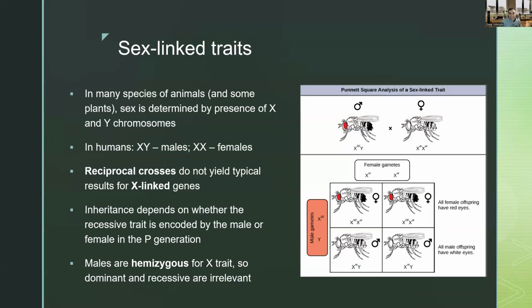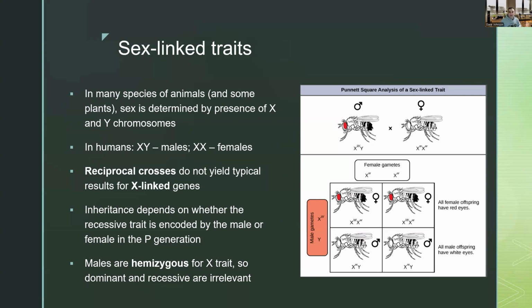Now let's talk about sex-linked traits. Sex-linked traits are inherited differently in sexually reproducing species than most other traits. This comes down to the fact that sex chromosomes can be different. And the big issue here is that in many species, you end up with the male of that species having a different set of chromosomes than the female of that particular species.